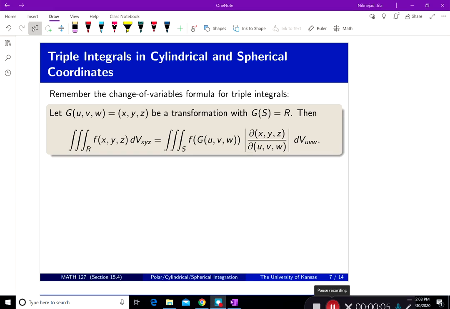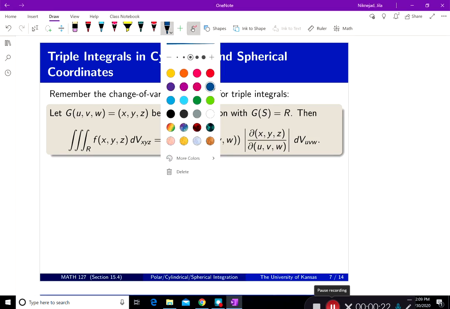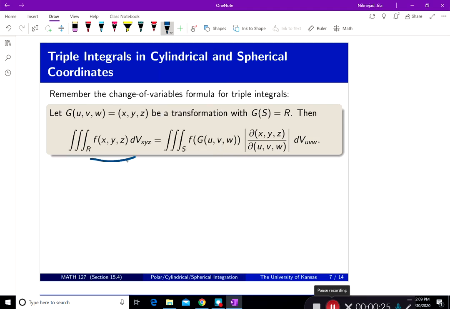We're continuing with section 15.4, triple integrals and cylindrical and spherical coordinates. So let's remember the change of variable formula for triple integrals looks like this. If you had a triple integral over solid R with a volume element dx dy dz, then you would take the triple integral on the pre-image of R, which is where the transformation of S gives you R.